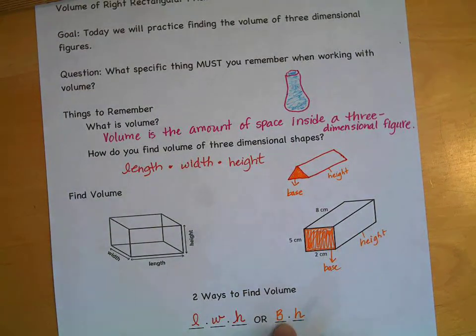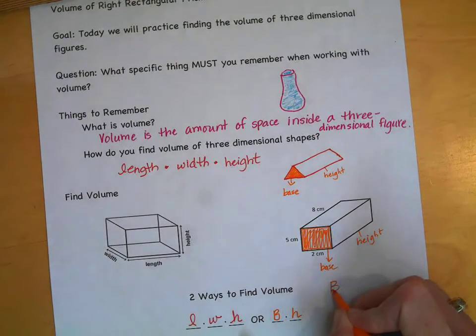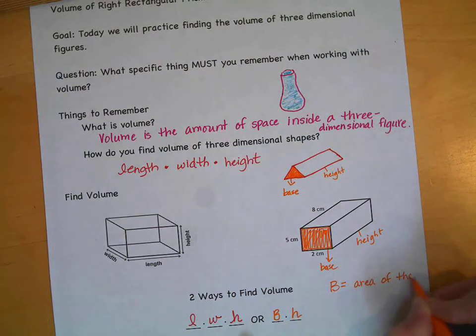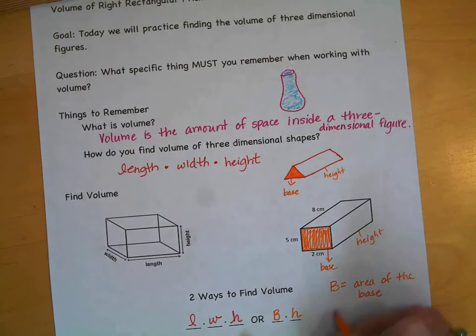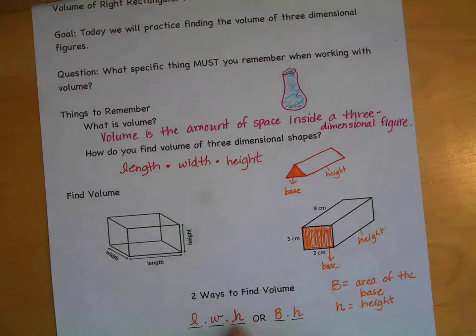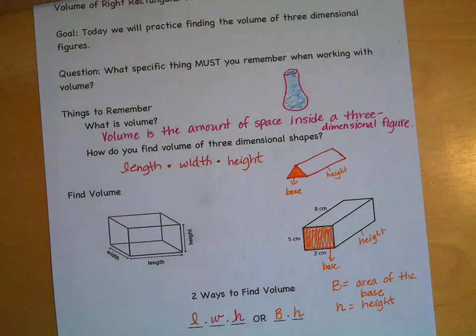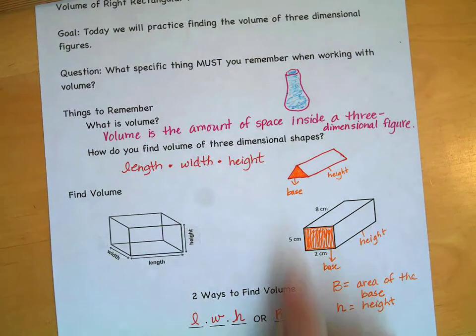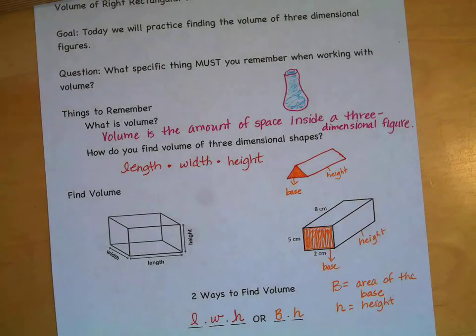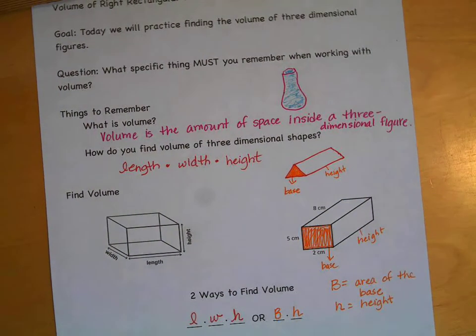And the big B tells us, as mathematicians, that you must find the area of it first. So big B means area of the base. That's what the big B means. And H means height. Okay? So those are the 2 ways of finding volume. You can either do length times width times height, if they're very easily labeled, or you can take the area of the base and then multiply it by the height. Okay? So those are the 2 ways.